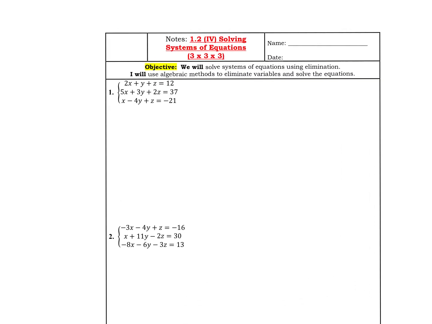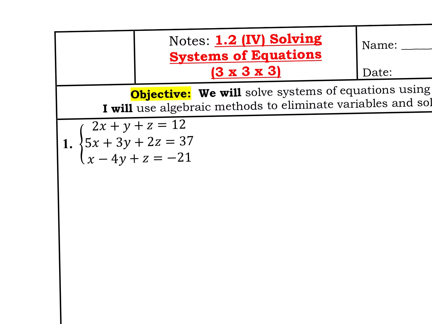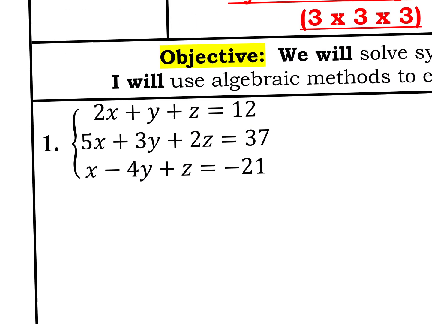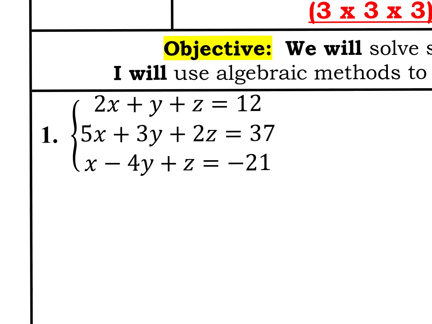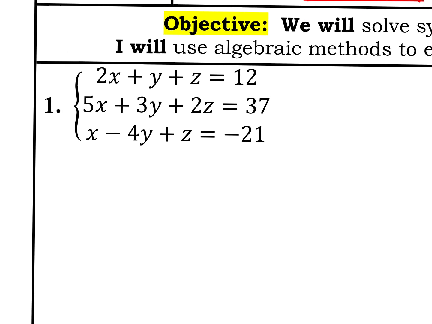Welcome to Solving Systems of Equations. I titled this 3 by 3 by 3, meaning I have three equations and they all have three variables each. Okay, so we're going to be using the elimination method to solve this equation.